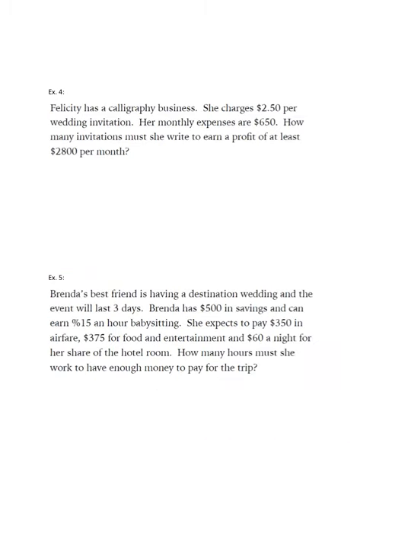So for number 4, I'm going to read through it, and I'm going to ask that you pause the video and try to come up with your inequality. So here in number 4, Felicity has a calligraphy business. She charges $2.50 per wedding invitation. Her monthly expenses are $650. How many invitations must she write to earn a profit of at least $2,800 per month? So go ahead and figure out what they're actually asking you for. Make sure you represent that variable with the letter x and then come up with your inequality. So you can pause the video now.